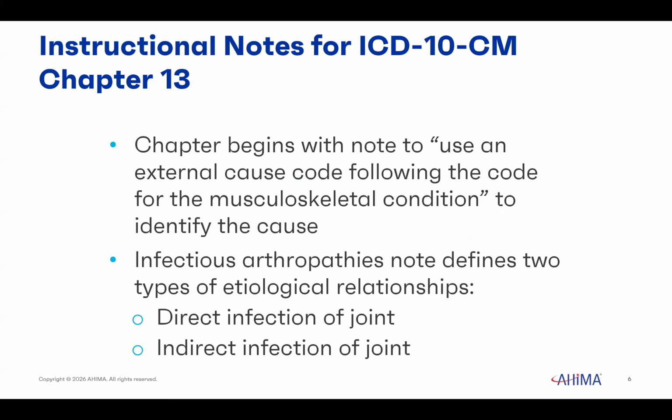And when we use the term external cause, those are things that are causing the condition, right? So in other words, it's explaining how the injury happened. And there's guidance distinguishing infections that directly affect the joint from those that spread from another site. And why do these things matter? Well, they matter because that's what's going to determine whether it's the correct code or not.